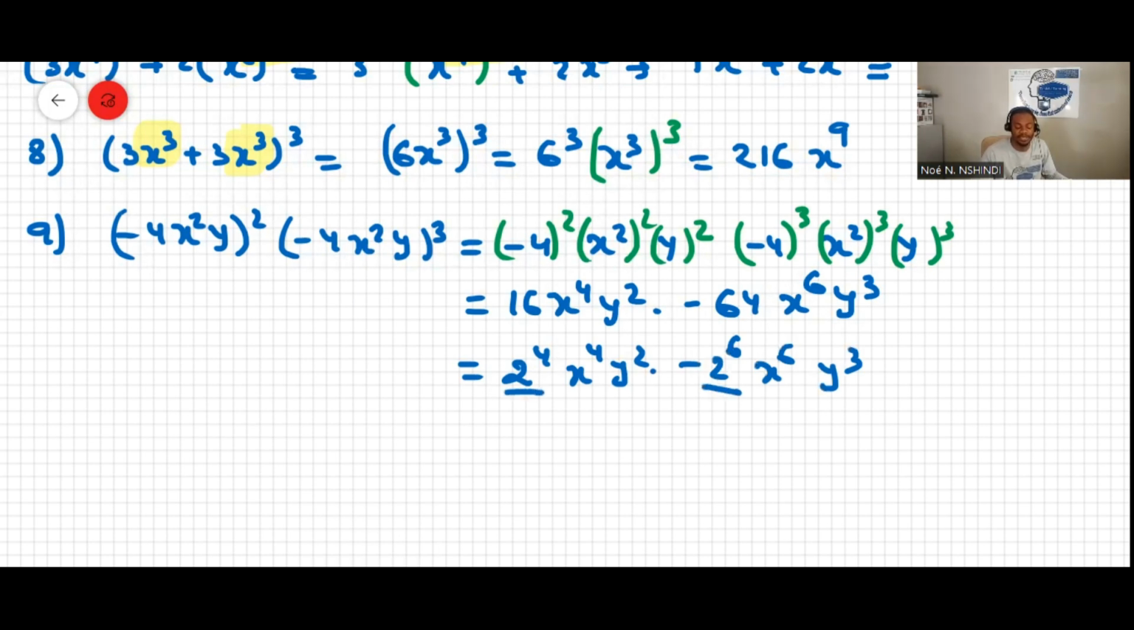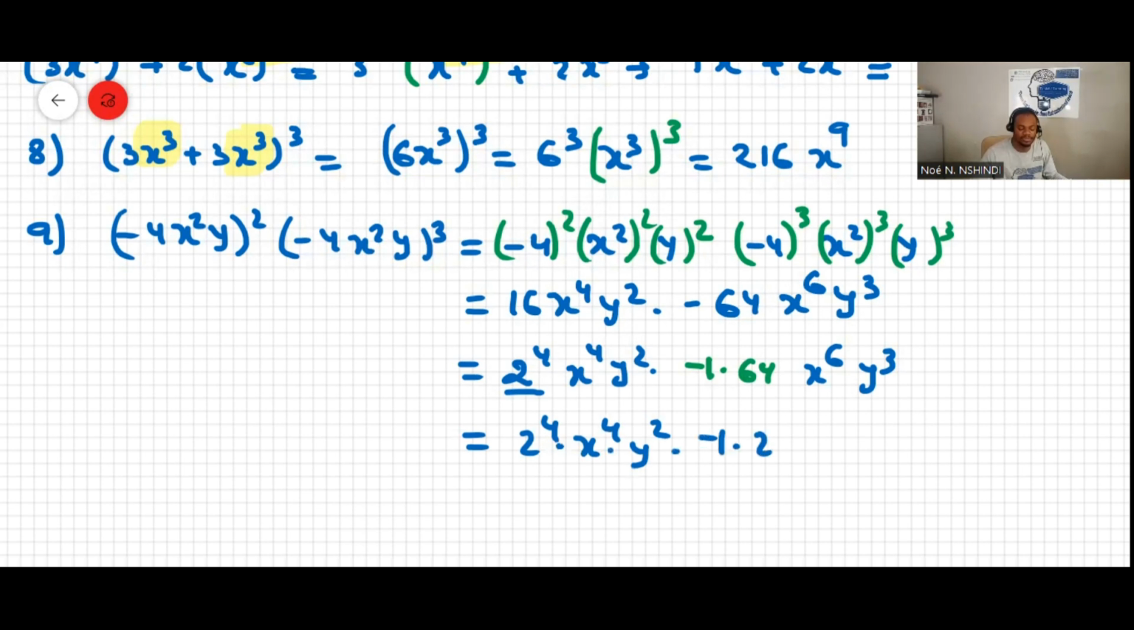Remember that -64 is the same as writing -1 multiplied by 64, x to the 6, y to the 3. Now this can be written as 2 to the 4, x to the 4, y to the 2 multiplied by -1 times 2 to the 6 times x to the 6, and then times y to the 3. So now we can combine like terms.